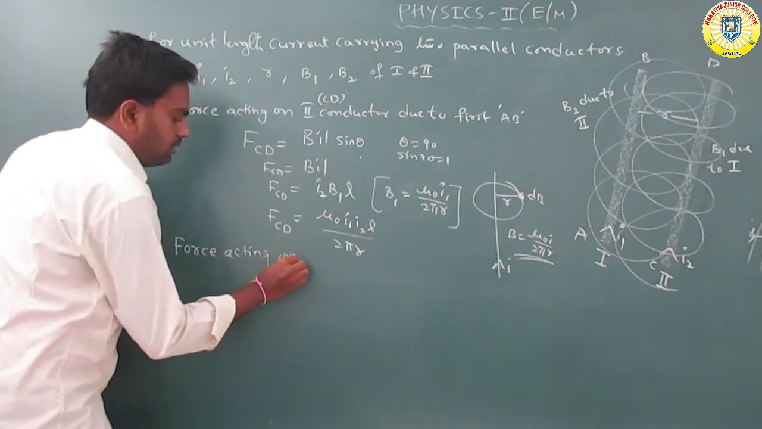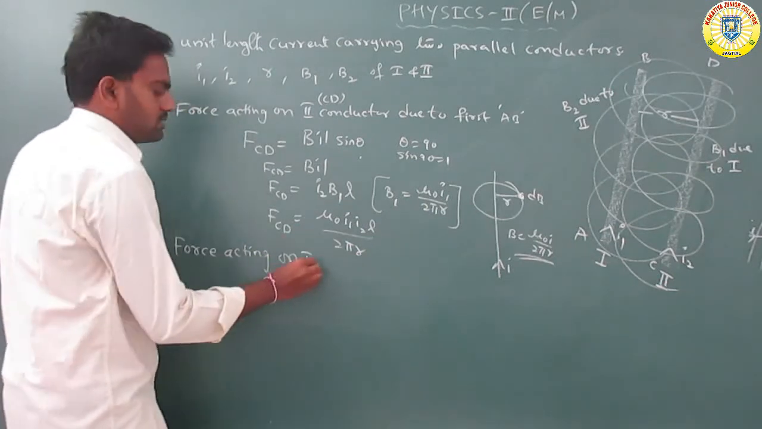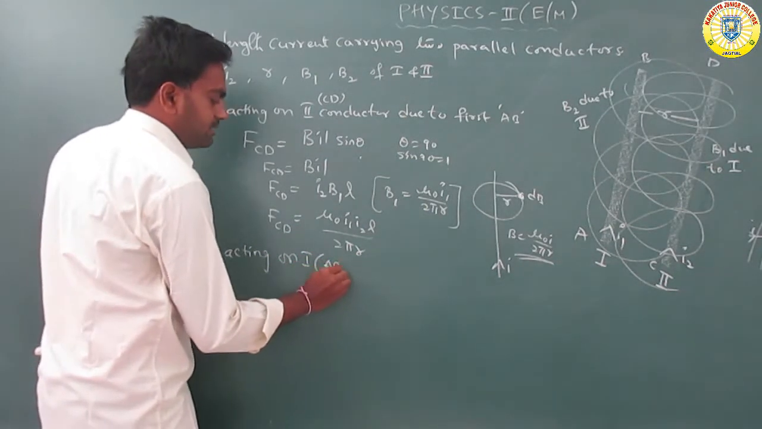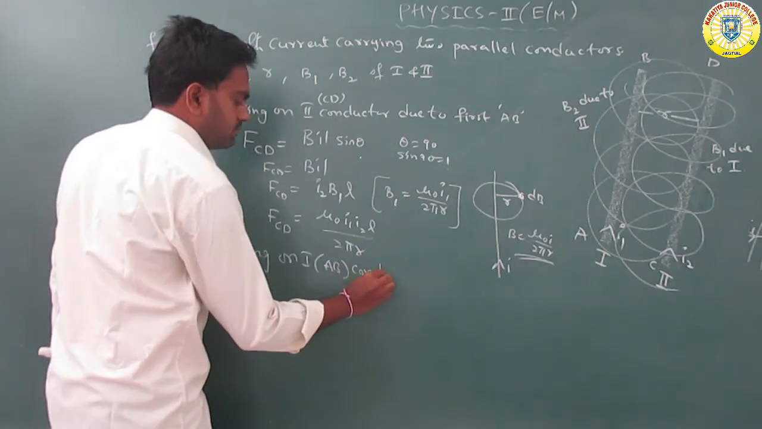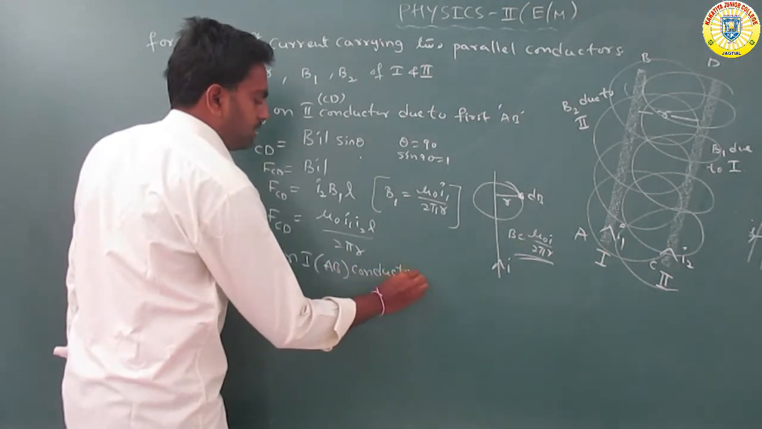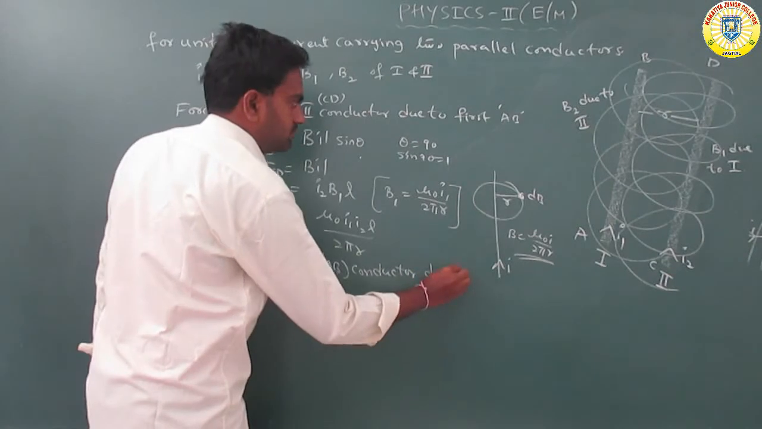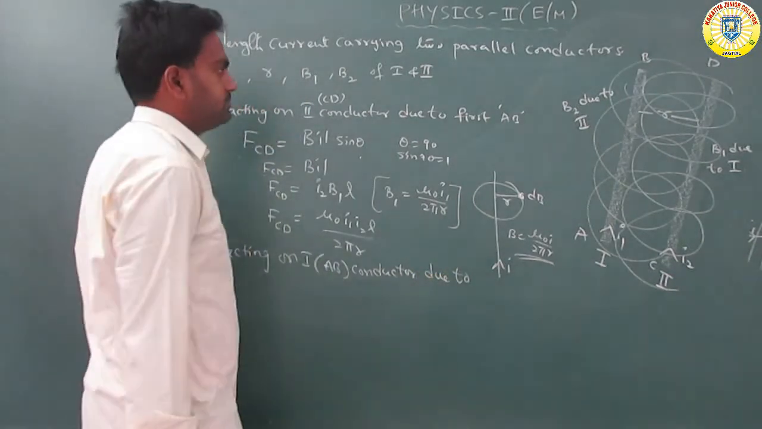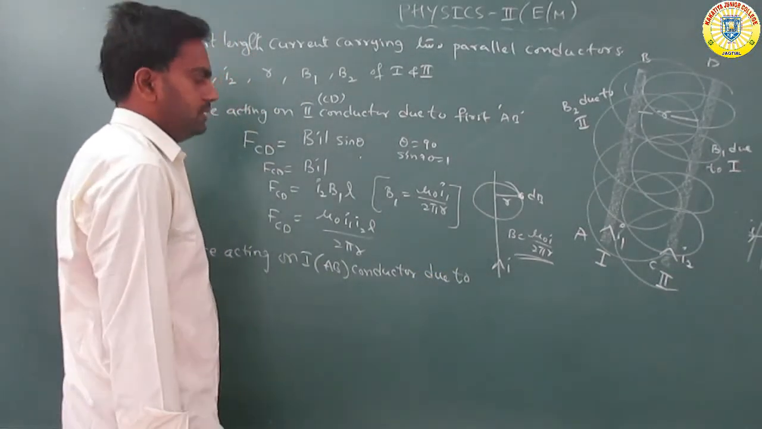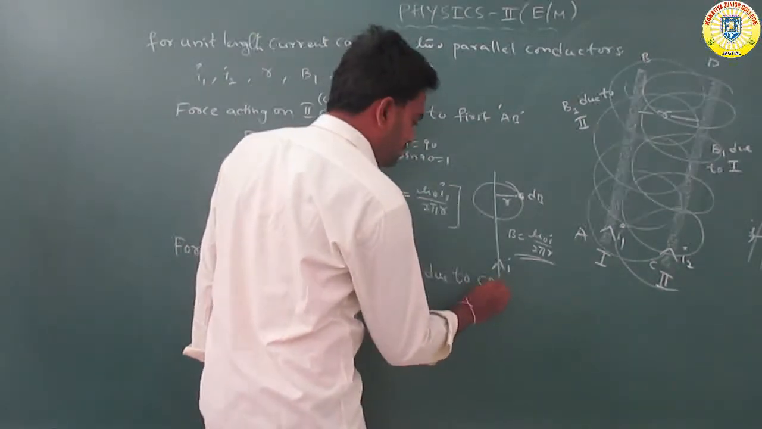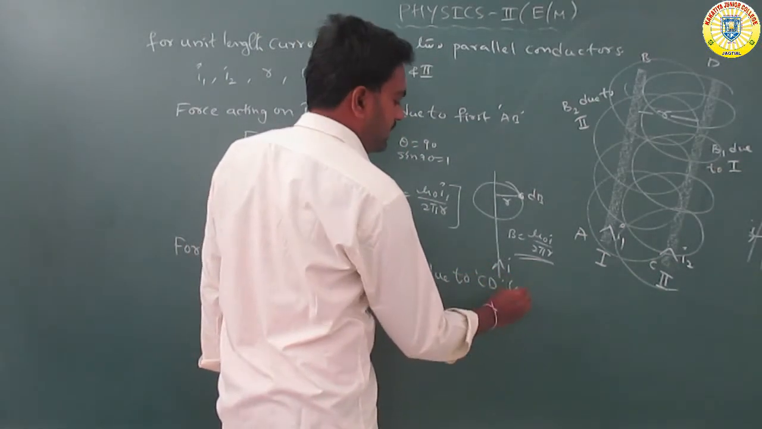Acting on first, that is called the AB conductor. Due to the AB conductor, due to CD. Due to the CD conductor.